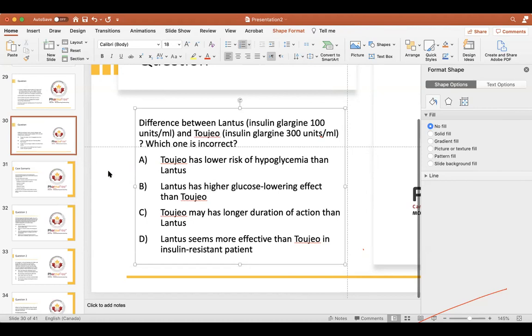Good. By the way, a question: can I ask about the bioavailability? Can the bioavailability of Toujeo be higher than Lantus? Yes or no? Is the bioavailability of Toujeo higher than Lantus? No, I don't know.